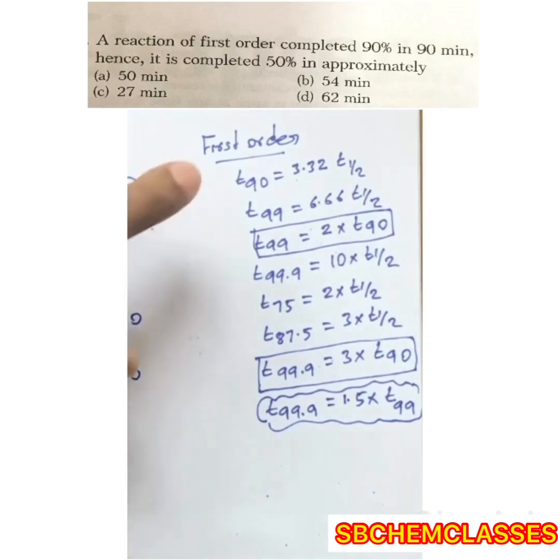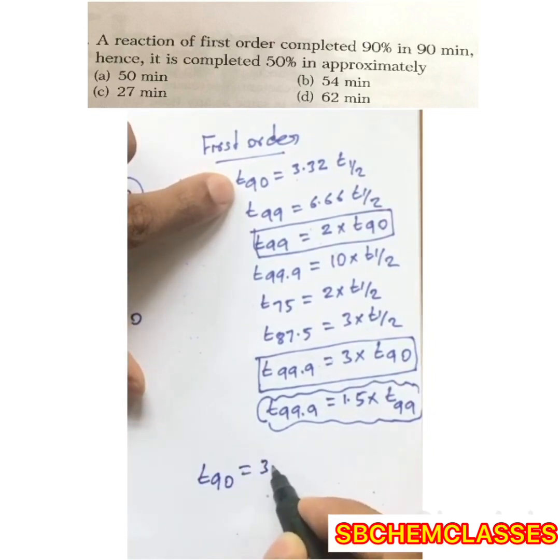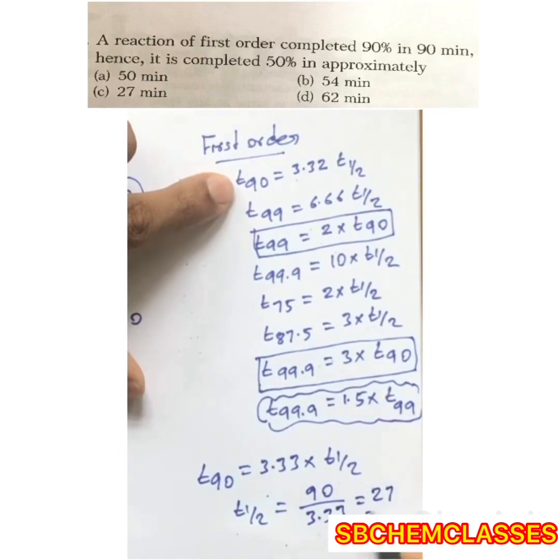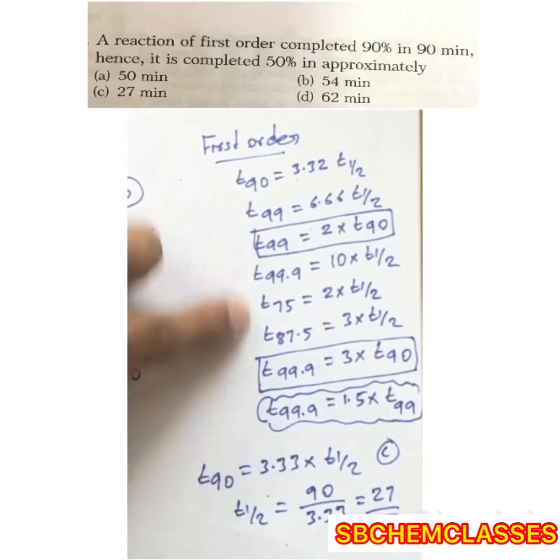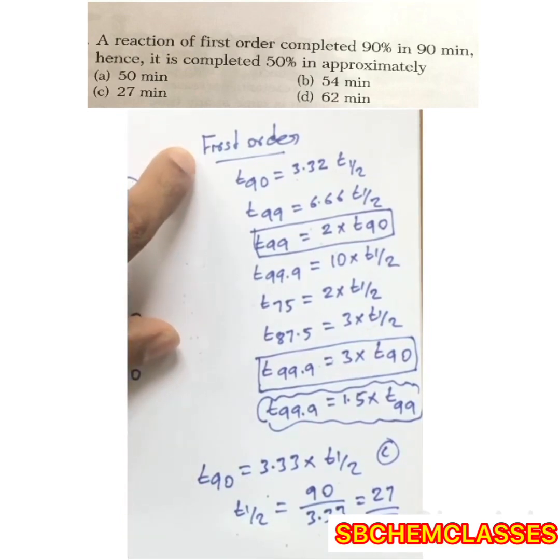In this question, we have to compare T90. 50% means T half. T90 equals 3.33 into T half. T half equals T90 by 3.33, that is 90 by 3.33. It is 27 minutes. That is option C. So these are the equations you have to study. You can use them in calculations of first order reaction.